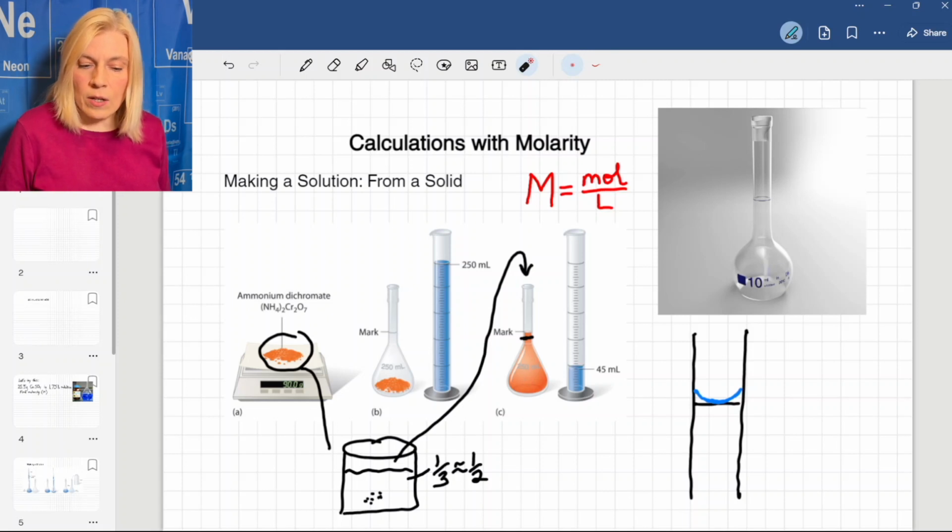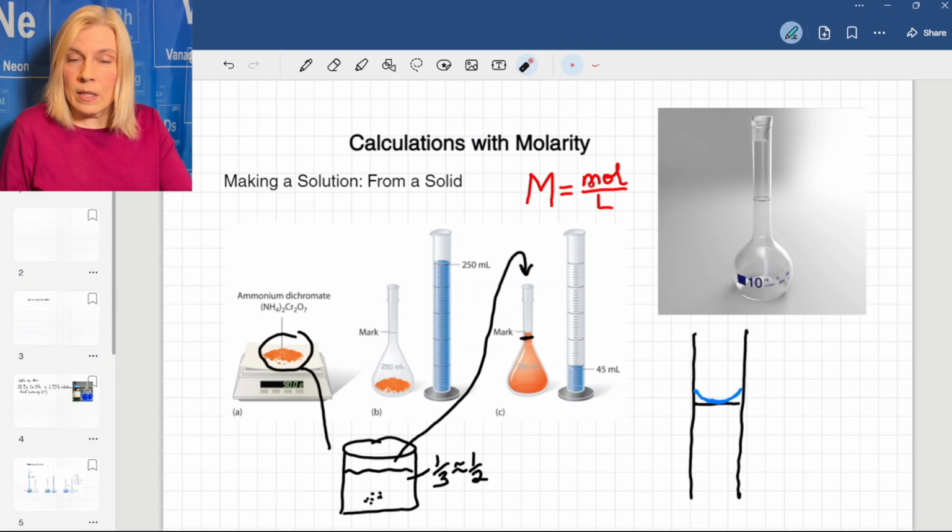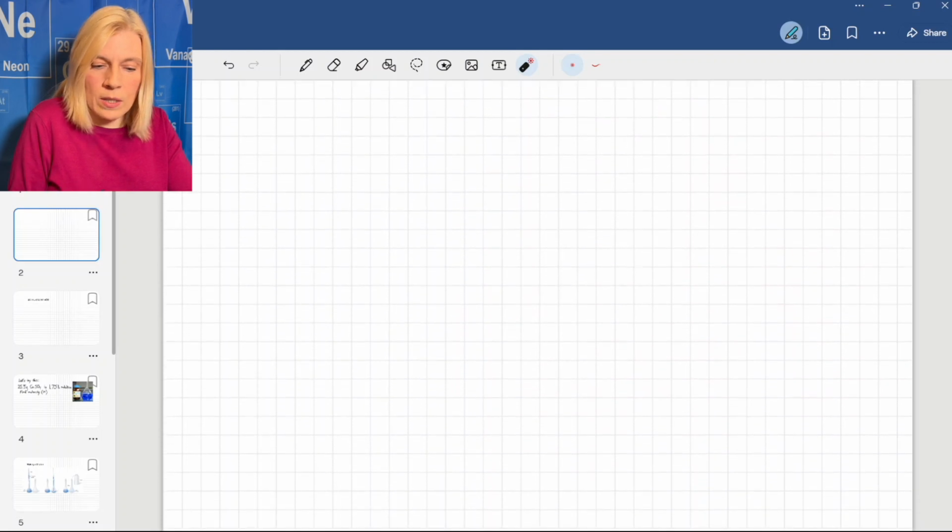So let's actually calculate the molarity of this solution, what we did. The definition of molarity is moles of my solute per liter of my solution. So molarity is moles per liter. And we are going to have 90 grams of ammonium dichromate. If I have 90 grams of ammonium dichromate, I need to know moles, right? So let's go here and find out how many moles I have.